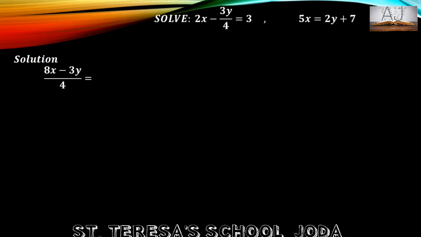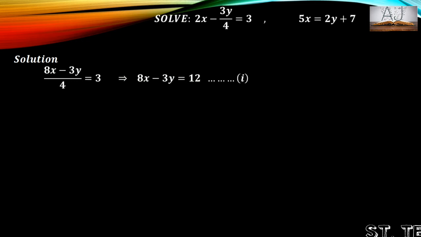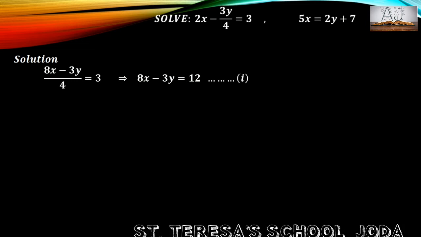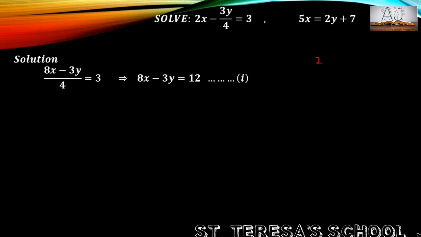First we have to make the LCM, okay? 2x minus 3y by 4, LCM, the same way. So it becomes 8x minus 3y whole by 4 equal to 3. Take 4 to the other side. So 8x minus 3y equal to 12. Didn't understand? Okay, I'll do it in the rough.